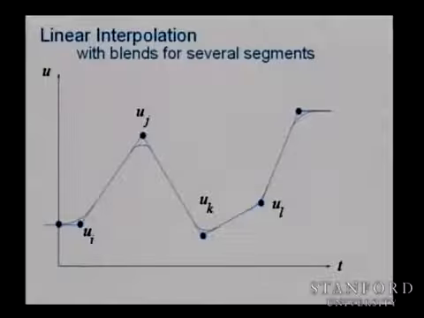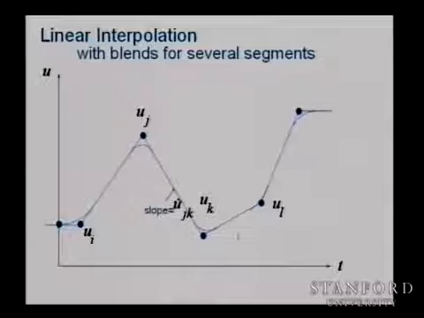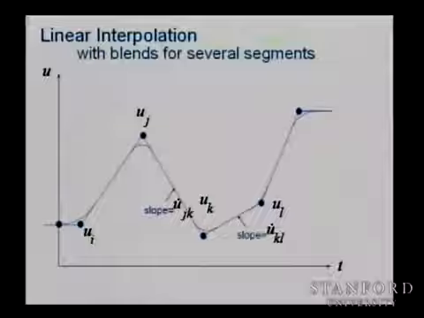I'm glad you guys are paying attention. That's good. So now if we have several segments, things get a little bit more hairy. Let's say we have the positions of the different points that we want to go through. We have the slope of the different linear portions, which will basically give us the velocity.